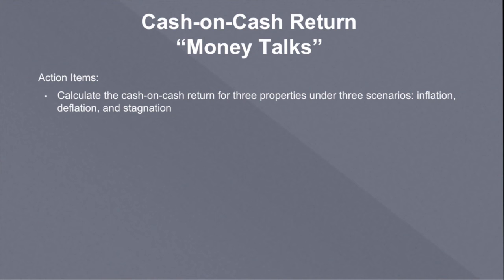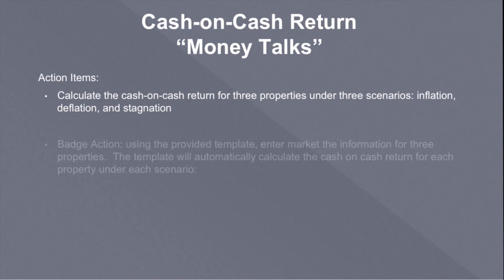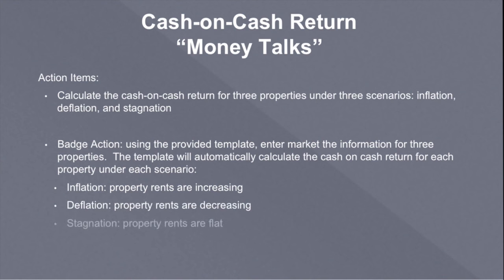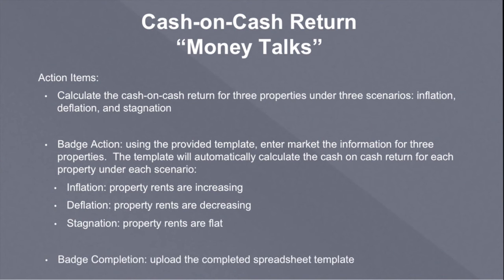Your action item is to calculate the cash on cash return for 3 properties under 3 different scenarios. So it's really 9 things that you're doing here. Inflation, deflation, stagnation for 3 different properties. And then your badge action is use the template, enter the market information for 3 properties in the template, and it will do the calculation. You're going to simply take a screenshot of this and you're going to upload it for your badge. That's really easy.